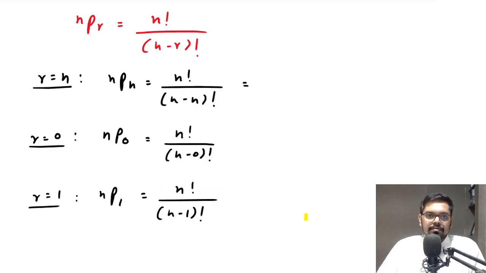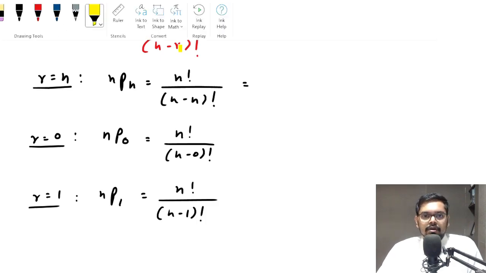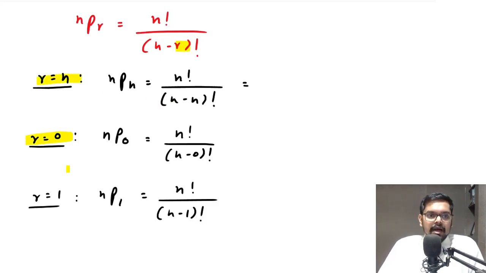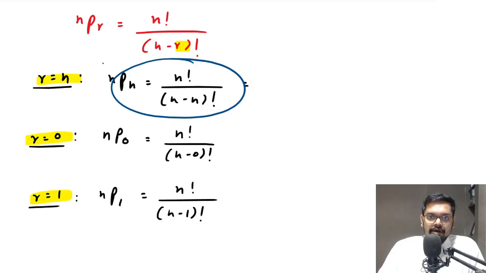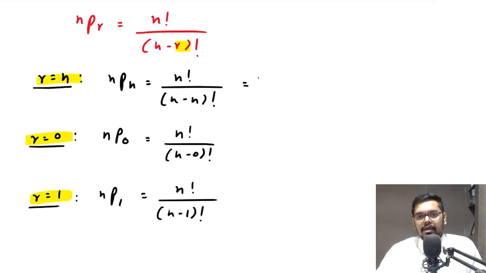Okay. Now come some properties of the nPr formula. Since you know the formula now, I have various substitutions for r. Suppose my r is n, suppose my r is 0, suppose my r is 1. In those scenarios, what would be your nPr value? Think. Sir, if you substitute r as n, then nPr would be nPn, which is equal to n factorial by n minus n factorial. The numerator is n factorial, the denominator is n minus n factorial, which is 0 factorial, and 0 factorial is 1, so n factorial by 1 is nothing but n factorial.